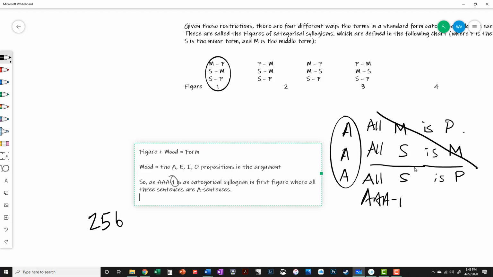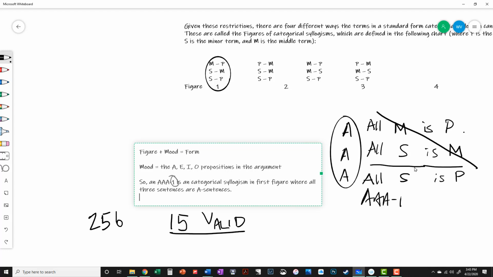Now that seems like a lot, but the good news is that just 15 of them are valid. So the medieval logicians just memorized those 15 valid forms, and then whenever they saw a syllogism out in the world, they could decide, oh, it's one of these 15 forms, therefore it's valid. Or it's not one of my 15 forms, therefore it's invalid.